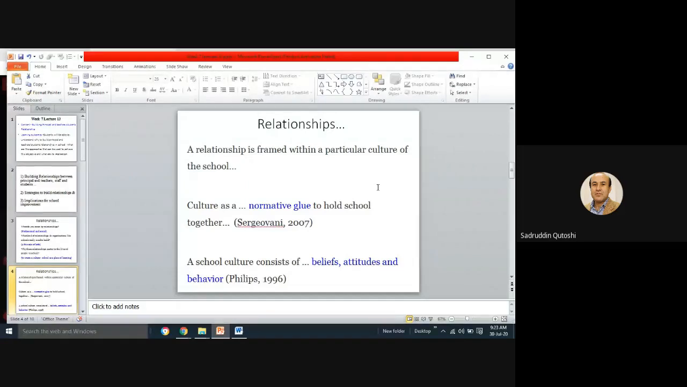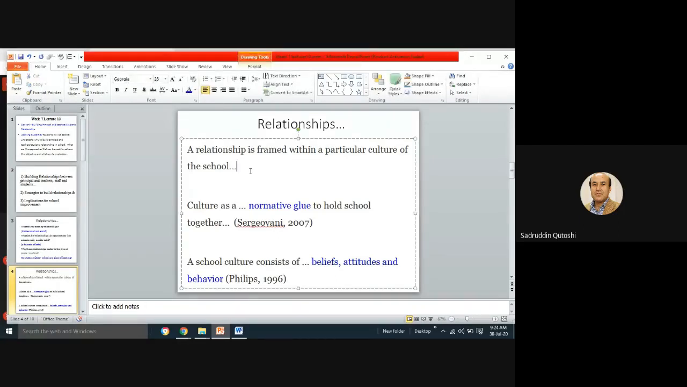What kind of culture is in your school? How do you have to frame that culture so that it could boost healthy relationships among all staff members, among all stakeholders? So that's very important to understand.